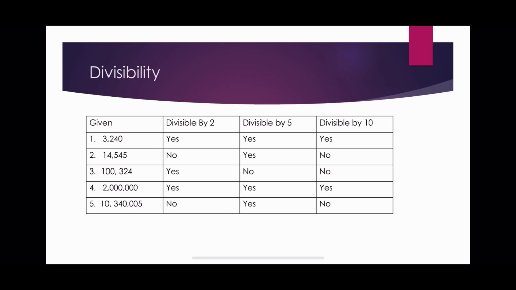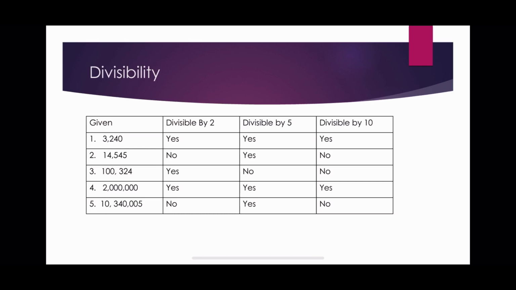For number 3, 100,324 is divisible by 2. Yes, because it ends with 4. It is not divisible by 5 because it does not end with either 5 or 0, and also not divisible by 10 because it does not end with 0.